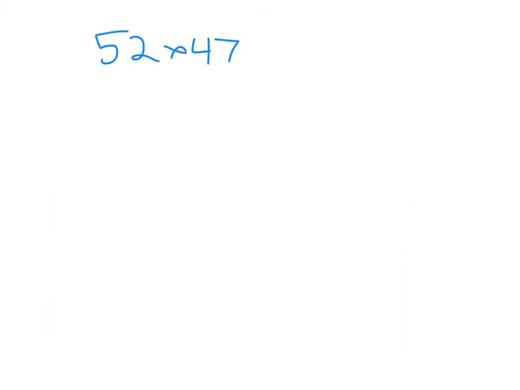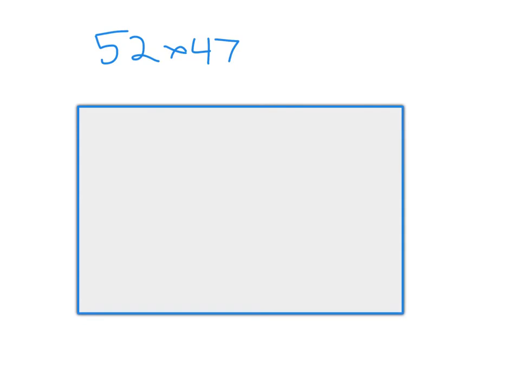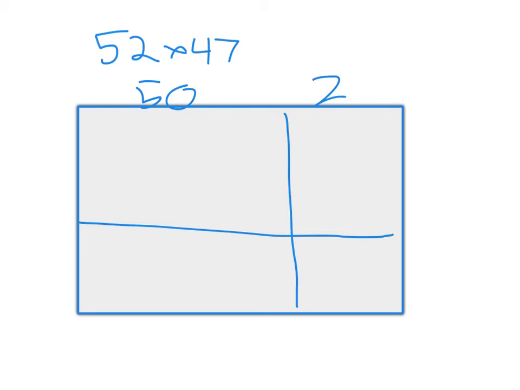So we're going to go ahead and do 52 times 47. I picked this one on purpose. This is a little bit of a trickier one for a reason we're going to see here in just a second. So we're going to go ahead and get our box drawn here, and split it up into pieces. And we'll label it 52, so 50 on top with the 2, and 40 and 7 on the side.